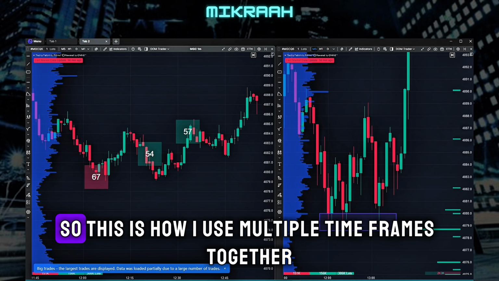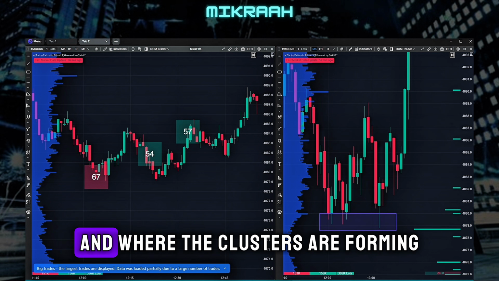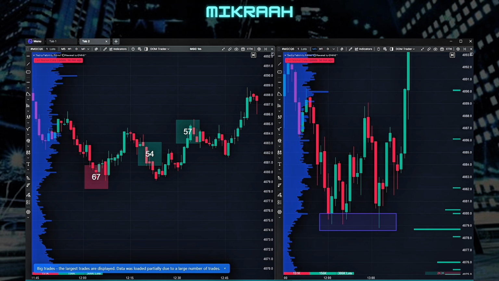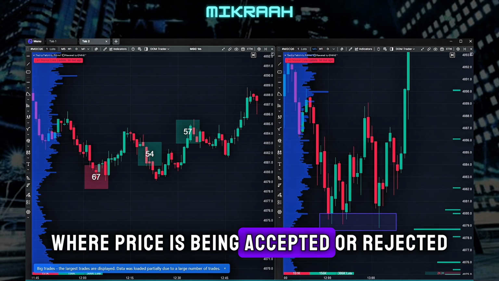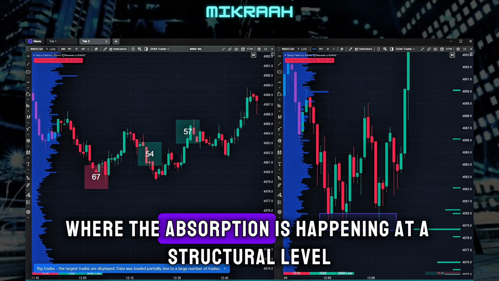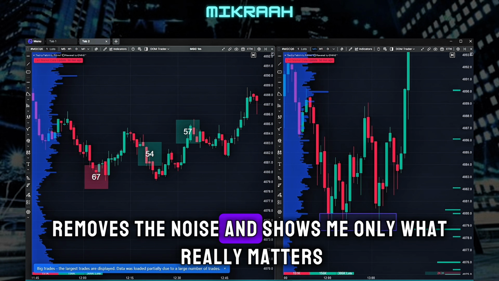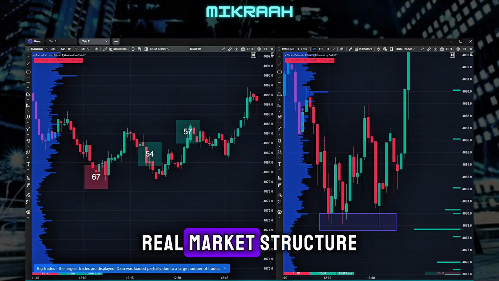So this is how I use multiple time frames together. The 1 minute chart shows me the order flow activity in real time, where size is entering, and where the clusters are forming. The 5-minute chart gives me a better picture with more context, where the key zones are, where price is being accepted or rejected, where the absorption is happening at a structural level. And the big trade filter removes the noise and shows me only what really matters: real size, real participants, real market structure.